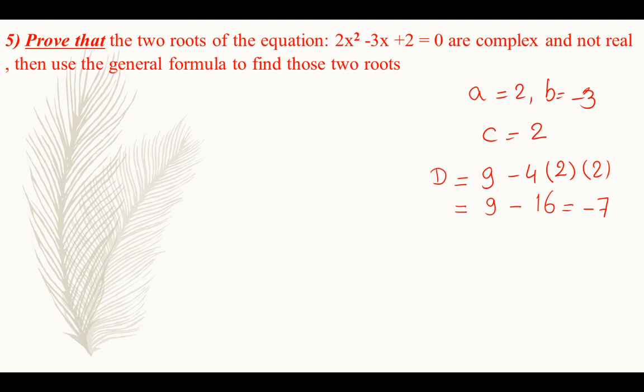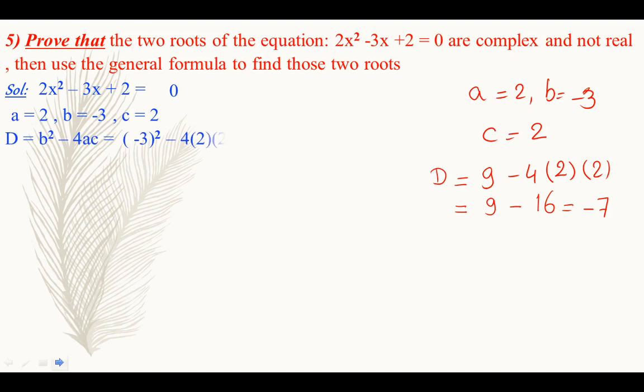Then he asked you to use the general formula to find those two roots, and it will be easy for you to find the two roots by using the formula. Let's solve this example again by using the PowerPoint. 2x² minus 3x plus 2 equals 0. a equals 2, b equals negative 3, c equals 2. Discriminant b² minus 4ac equals negative 3 squared minus 4 multiplied by 2 multiplied by 2, and the result will be 9 minus 16 equals negative 7.